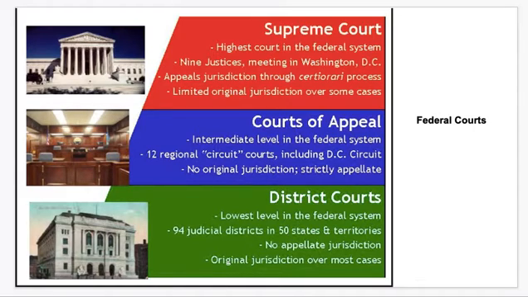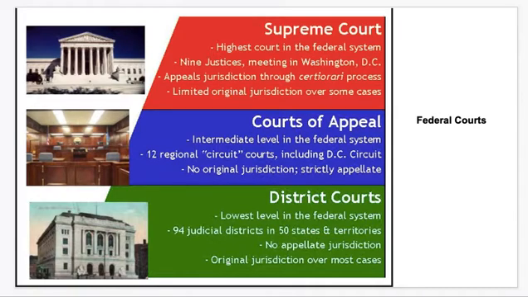The second level in the federal court system is the Courts of Appeal. This is the intermediate level of the court systems. There are 12 regional circuit courts, including the Washington, D.C. Circuit. Now, the Courts of Appeal have no original jurisdiction. They're strictly appellate courts. So again, what this means is the Courts of Appeal are responsible for reviewing decisions that were made in the district courts.